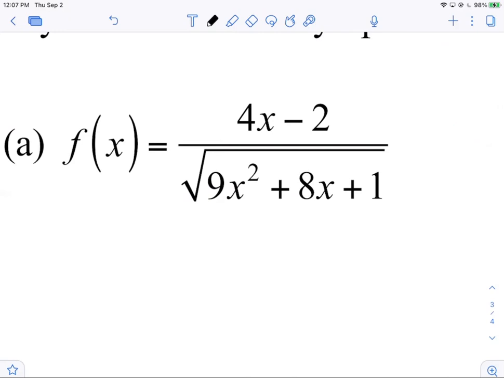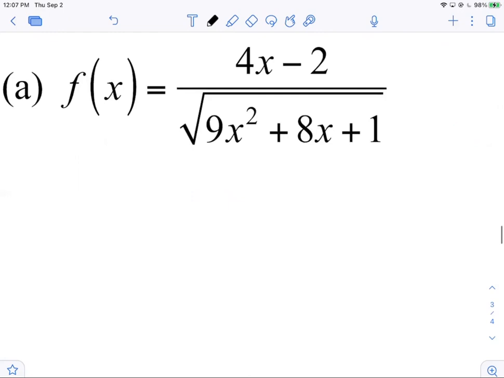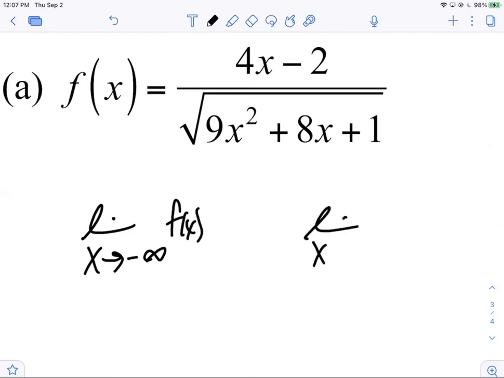That's important because the top sign depends upon which direction you're going, but the bottom sign does not. It's always positive in this case. So here's how you do these problems. Let's look at the limit as x goes to negative infinity of f of x and the limit as x goes to positive infinity of f of x.